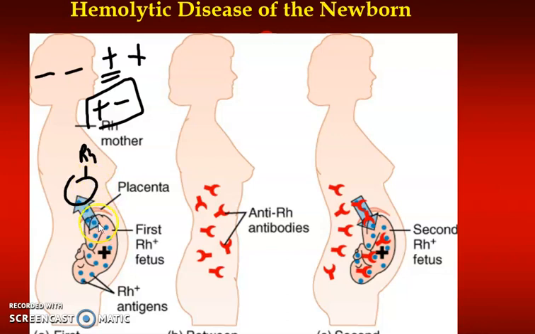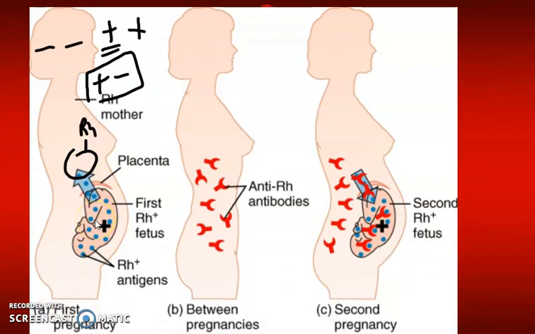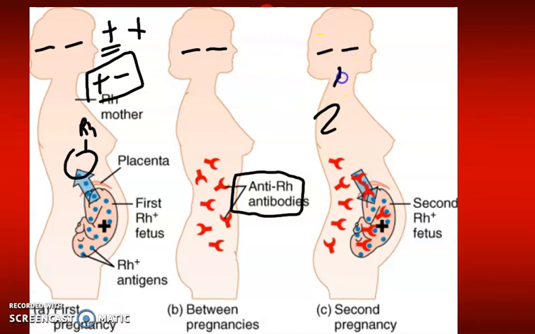Now, in the first pregnancy, mom's not ready for it. If we scroll down a little, you can see this is the first pregnancy here. The baby comes out, and that gives mom time to make RH antibodies, getting ready for the next time. Remember, mom's negative. None of her cells should have an RH antigen on them. What happens is dangerous: child number 2 is positive again. Mom's still negative, but now she has a whole army of RH antibodies that she created the last time she had a child.